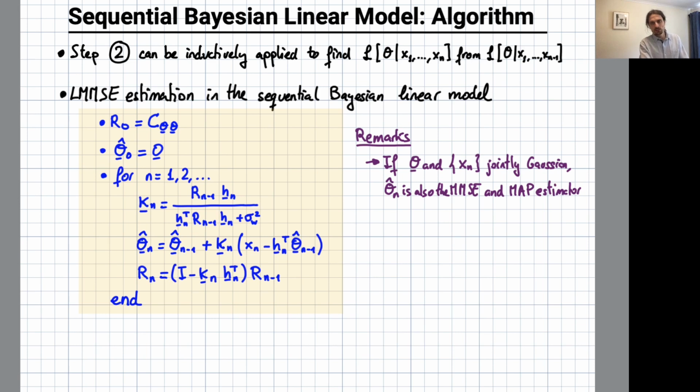And just a few additional remarks. Note that whenever the parameters and the data are jointly Gaussian, the LMMSE estimator coincides with the MMSE and the maximum a posteriori estimators. So this means that we have not only derived an online LMMSE estimation algorithm, but we have also derived online versions of the MMSE and MAP estimators for that situation, which is a relatively common assumption.